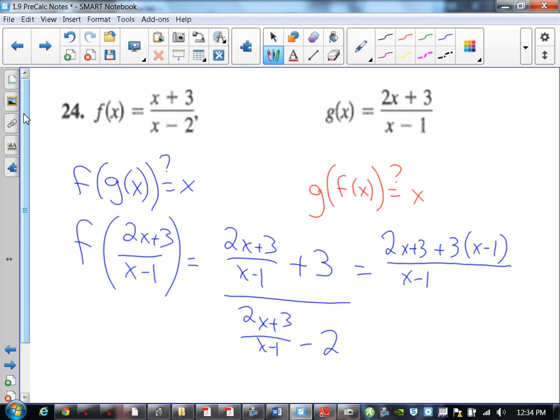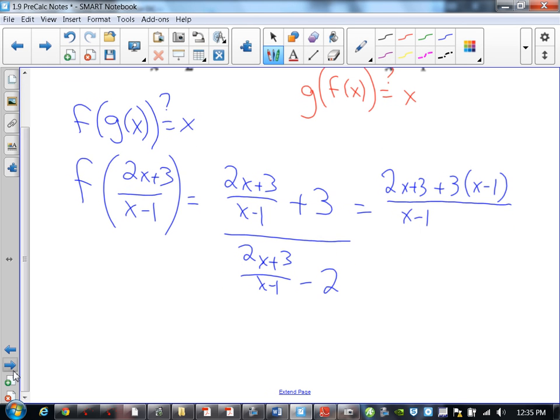I haven't done f of g of x yet. I'm just working on the first part of it. Does that make sense? I see what you're saying now, but you thought I wrote the wrong one there. So, does everybody see why I had to put the parentheses around the x minus 1 next to the 3? Because it needed the common denominator.